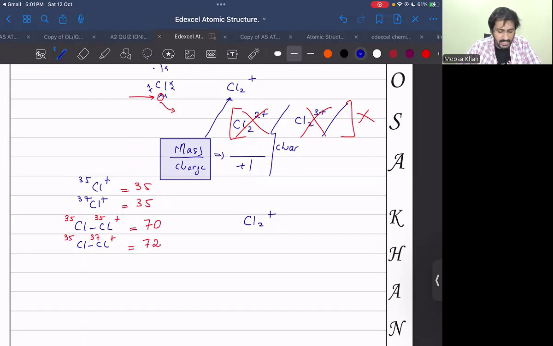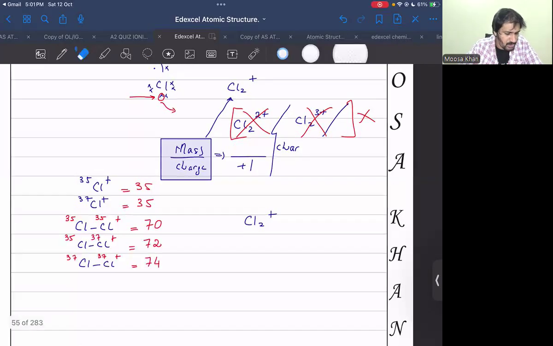And is there any other combination? Yes. If in this molecule, both of these chlorine atoms have a mass number equal to 37, then we would get a peak with a total mass of 74. The charges are all positive one.